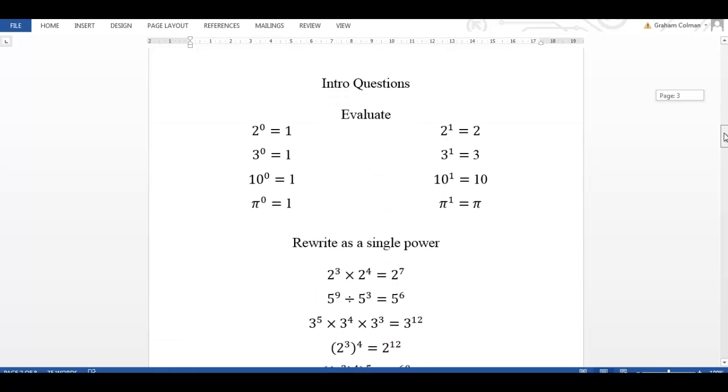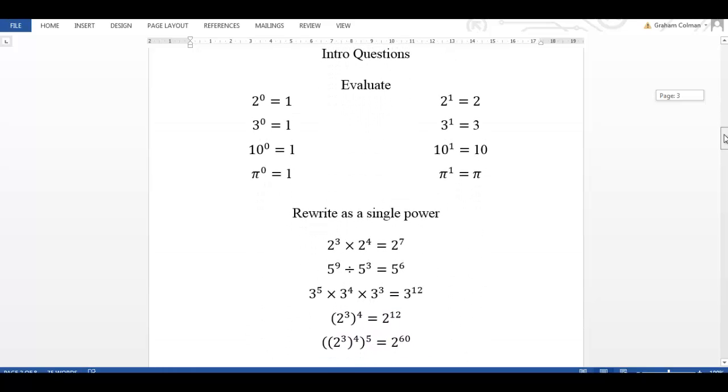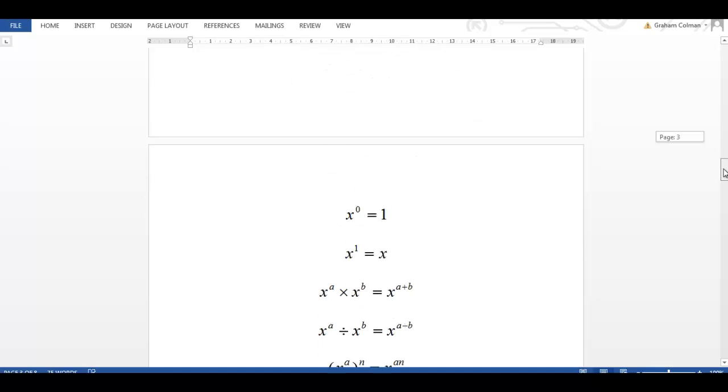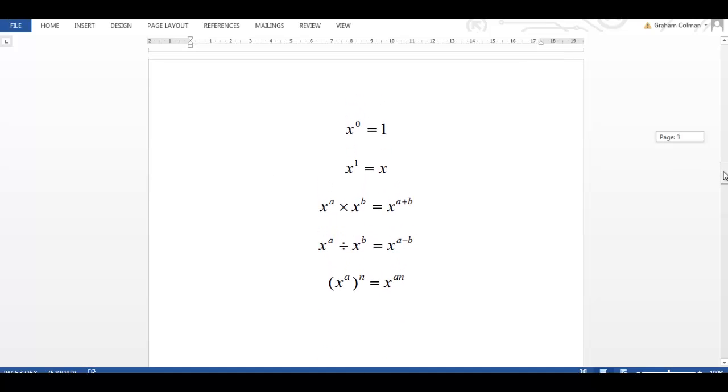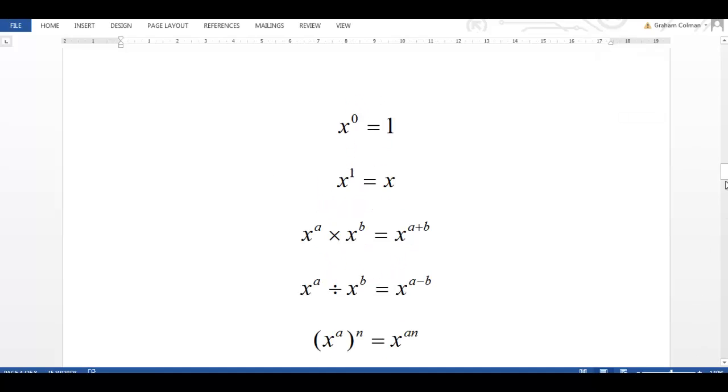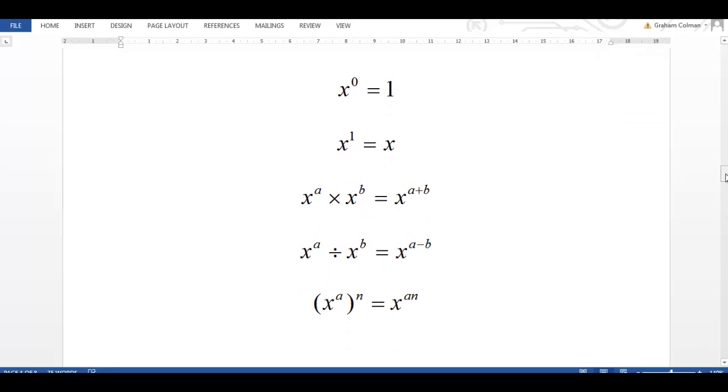The answers to those questions are: anything to the power of 0 makes 1, and anything to the power of 1 is itself. So at this point, you're probably quite familiar with this set of rules here, and it's quite important that you make sure you're happy with them before you carry on any further with the video.